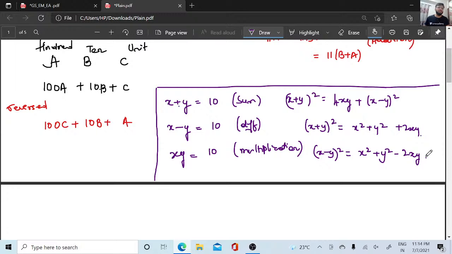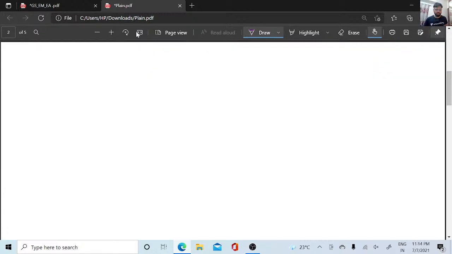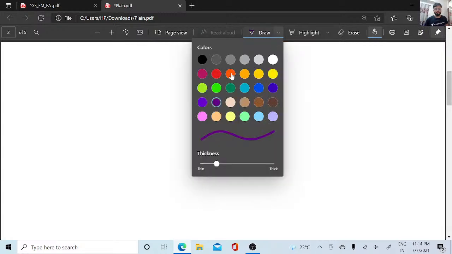These three formulas are enough to crack any questions which come in this concept. Okay, yes. Now let us go to the rules of divisibility.